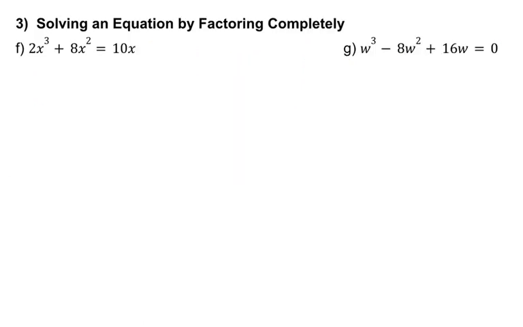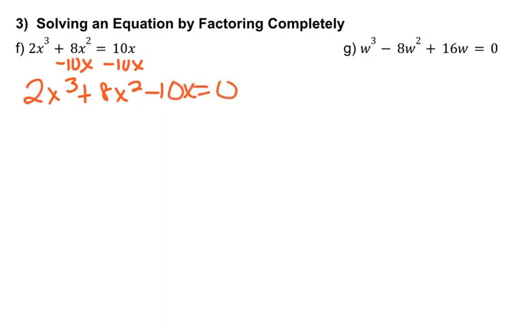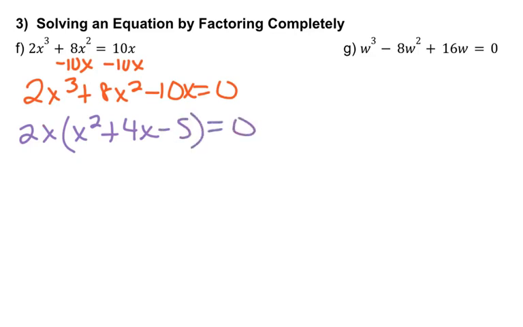All right, so now we have equations. So no big thing. And this first one, letter F, we need to get everything on one side and a 0 on the other, so that means I need to subtract 10x from both sides. So that would give me 2x cubed plus 8x squared minus 10x equals 0. All right, not too bad. Now what can I factor out, make it easy as possible before we start factoring? So it looks like we could do 2x out of everything, and you would get x squared plus 4x minus 5 equals 0.